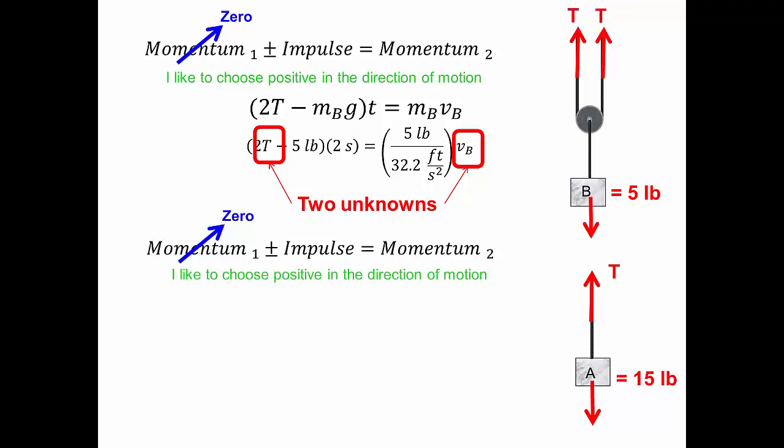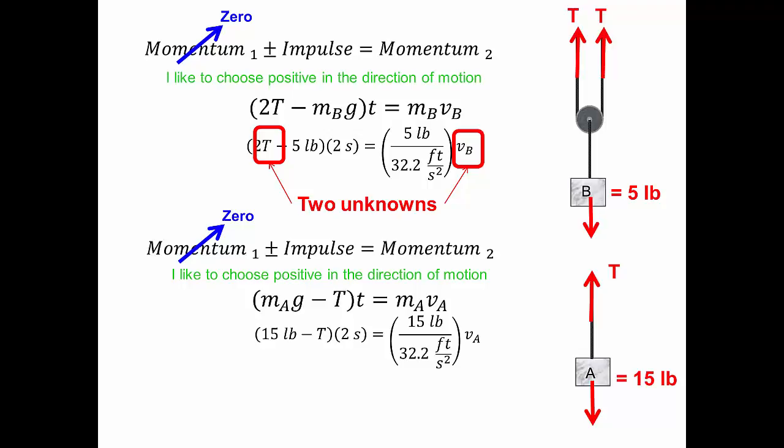And I like to choose positive in the direction of motion, which in this case, A is moving down. So my weight, the mass of A times gravity, minus the tension in the cable, T, all of that times the time gives me the impulse that causes the change in momentum. And my final momentum is the mass of A times the velocity of A.